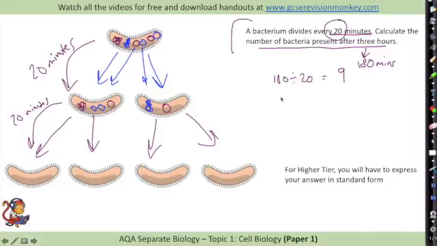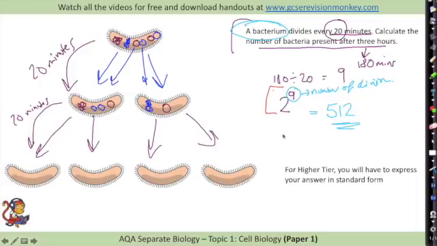So a really quick way to then calculate the number of bacteria is to do 2, and it will always be 2 to the power of, in this case, 9. So it will always be 2 to the power of the number of divisions that you will have within that time frame. So in this case, 2 to the power of 9 will give the answer of 512 bacteria. So if we started with 1 bacterium and it divided every 20 minutes, the number of bacteria after just 3 hours would be 512.